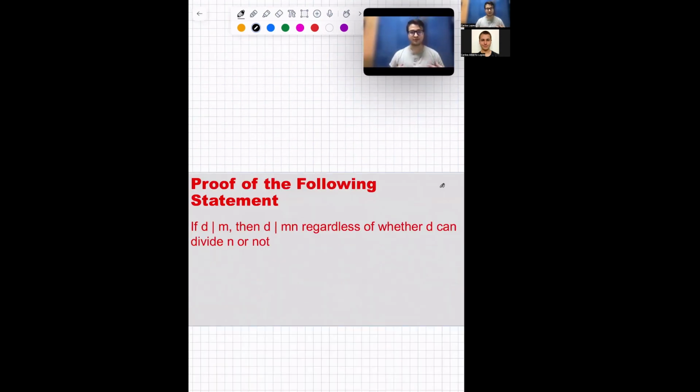The last part of the theorem, okay? Which is that if d divides m, then d divides m times n, regardless of whether d can divide n or not, okay? So we're going to use a proof by cases, okay? So we're going to see in the first part that if n can be divided by d, we can still divide the multiplication of m and n. And in the second part, we're going to see that if d cannot divide n, meaning there's a remainder, it can still divide the product of m and n, okay?